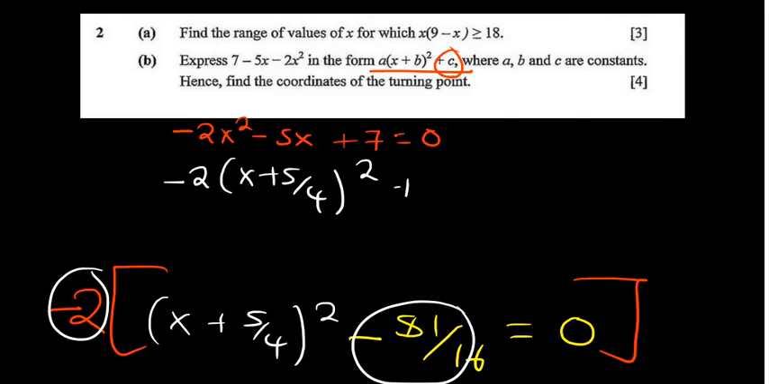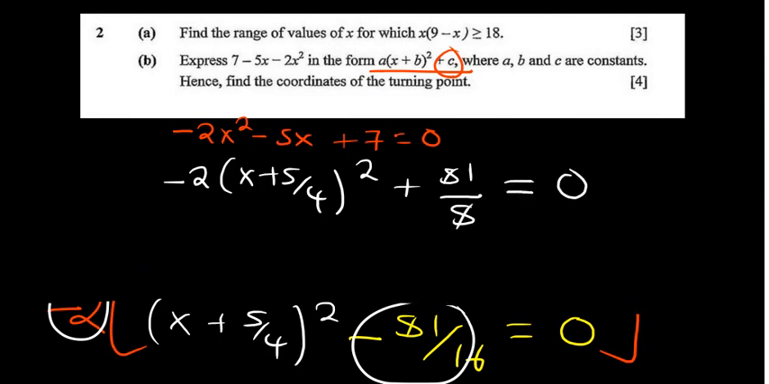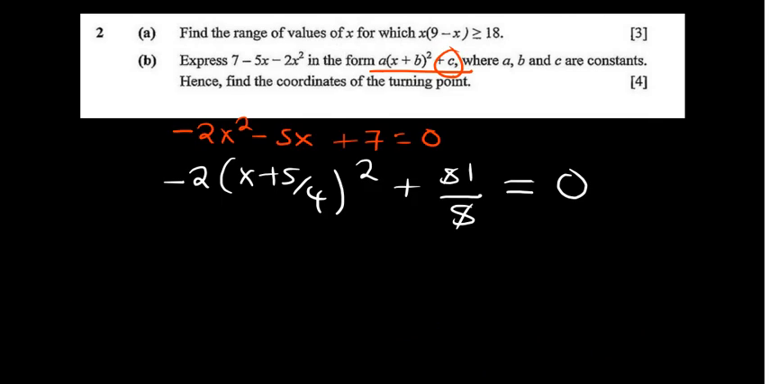So we have positive 81 over 8 equal to 0. If you now check that, that is already in that form, right? It has now come out in the form of a(x plus b) squared plus c.